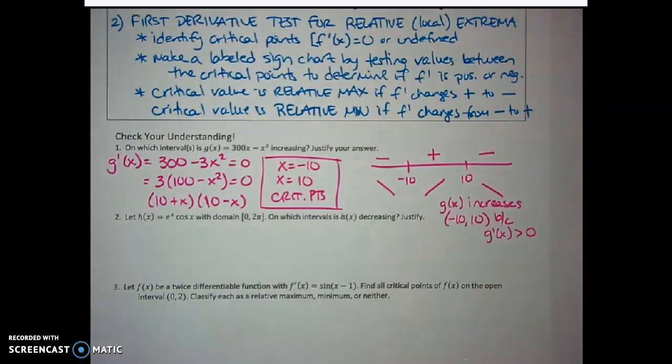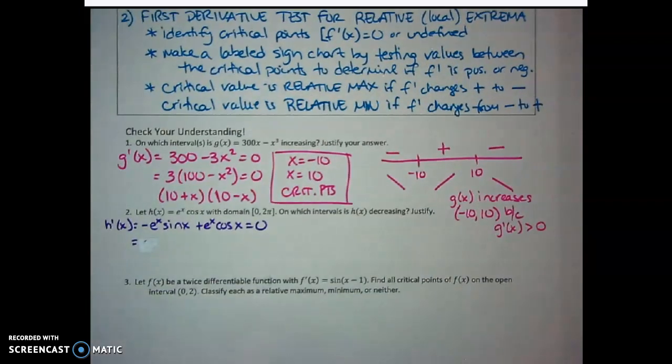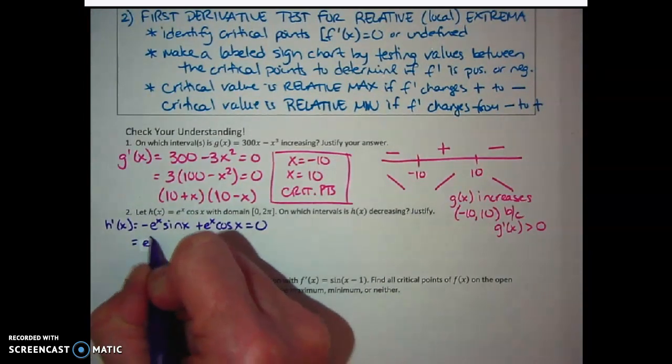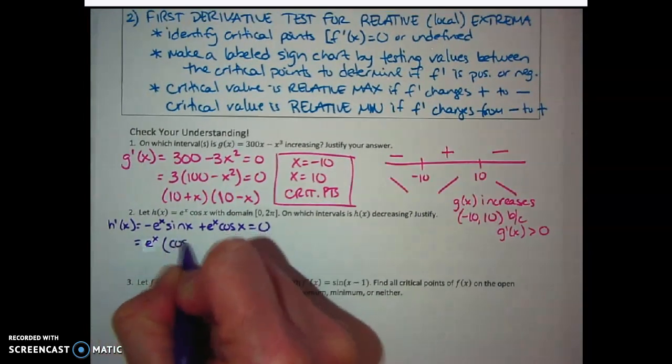Now we're going to do a similar problem. Number 2 wants to know on the domain of 0 to 2 pi, when is that function decreasing? Again, find the first derivative. A note of caution, you're going to have to use the product rule. There I have my first derivative, and I'm going to set this equal to 0, and I'm going to factor out an e to the x, rearranging these.